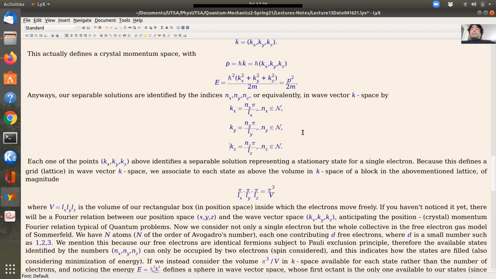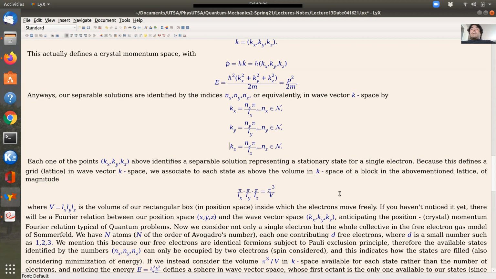And so that means that you can define a volume associated to each solution. And that is basically given by the product of pi over Lx times pi over Ly times pi over Lz, which is pi cubed over V, where V is the volume, Lx, Ly and Lz, of the box. So you will see in a second why this is useful.